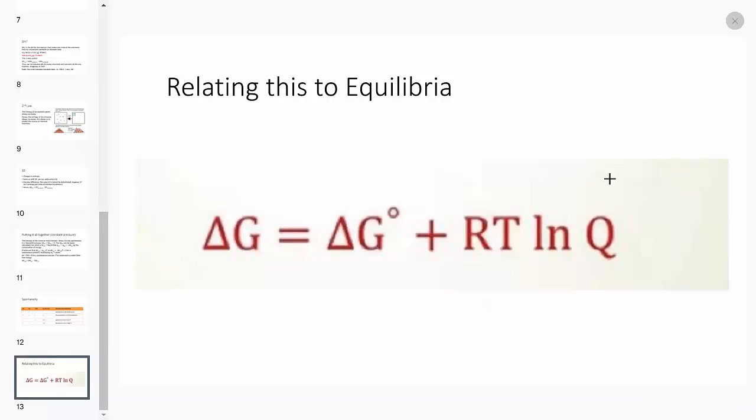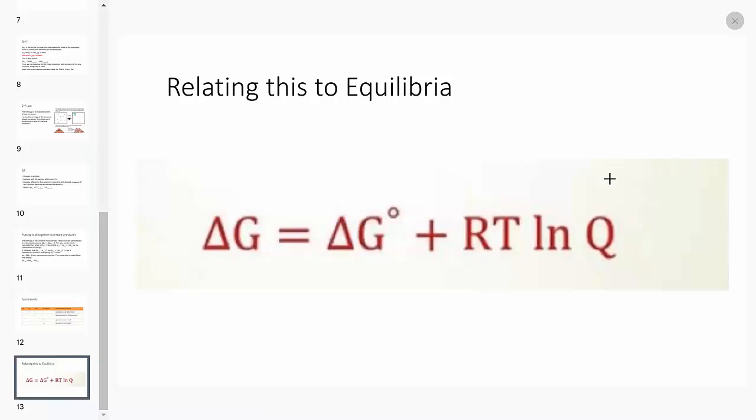So how do we relate this to equilibria? Delta G equals delta G naught, where delta G naught means at standard state. So all concentrations are equal to 1, all pressures are equal to 1, and temperature is 298 Kelvin, plus RT times the logarithm of the reaction quotient.